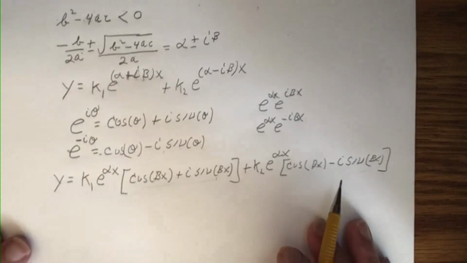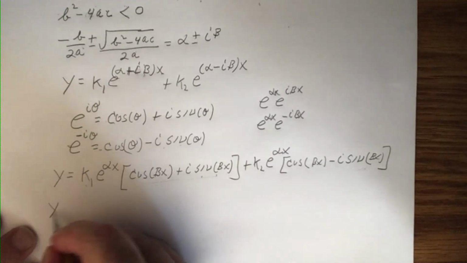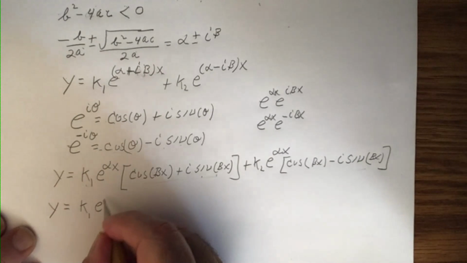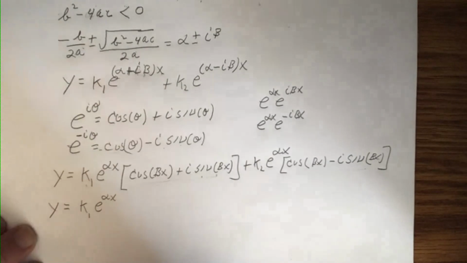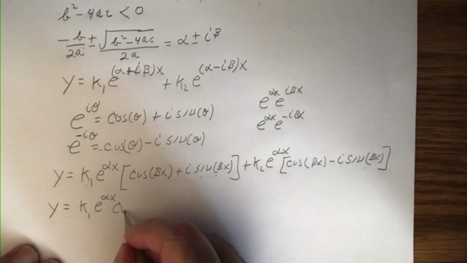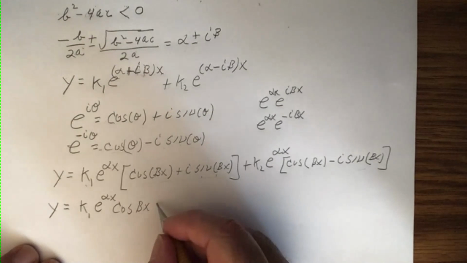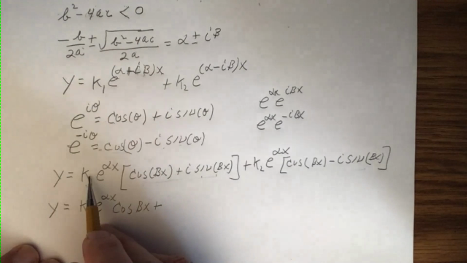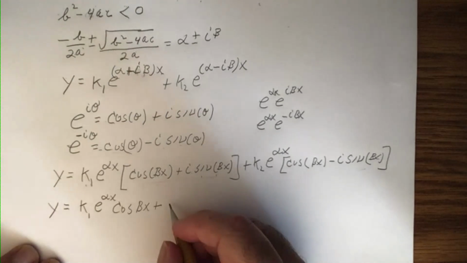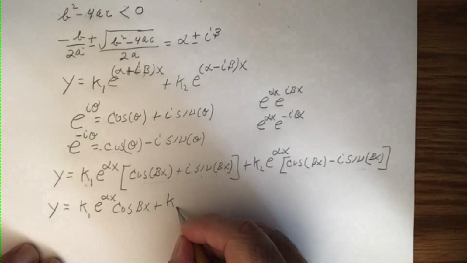All right. So now what I could do is bring this constant through. Let me do it this way. I'm going to write this now as y1 is equal to k1 e to the alpha x cosine of beta x, and I'm bringing this through here. So now I'm going to write this as plus. Now here I got a k1 times I, so I'm going to call that k3.